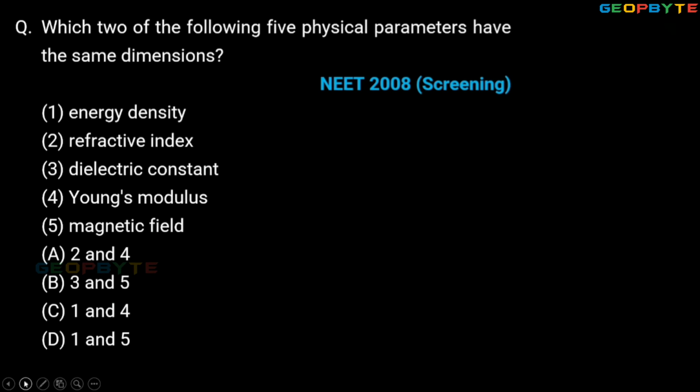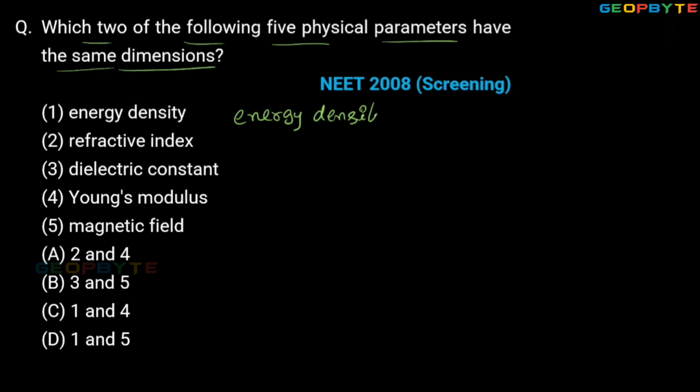It is asking like this. Which two of the following five physical parameters have the same dimensions among the given quantities? Which one is having the same dimensional formula? First one is energy density. As you know, energy density means energy by volume.